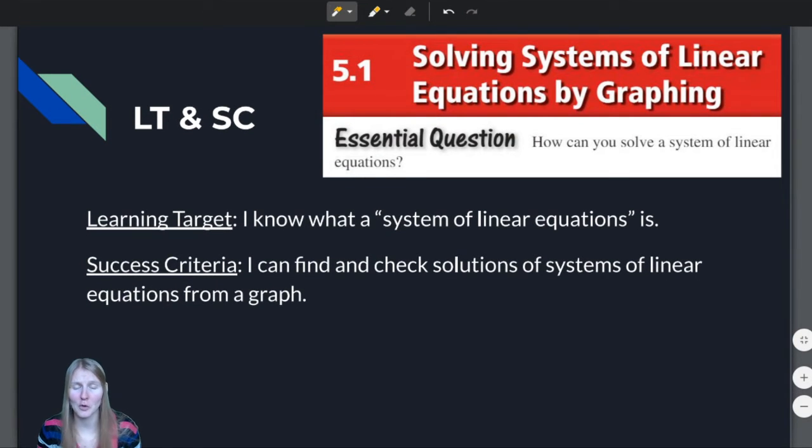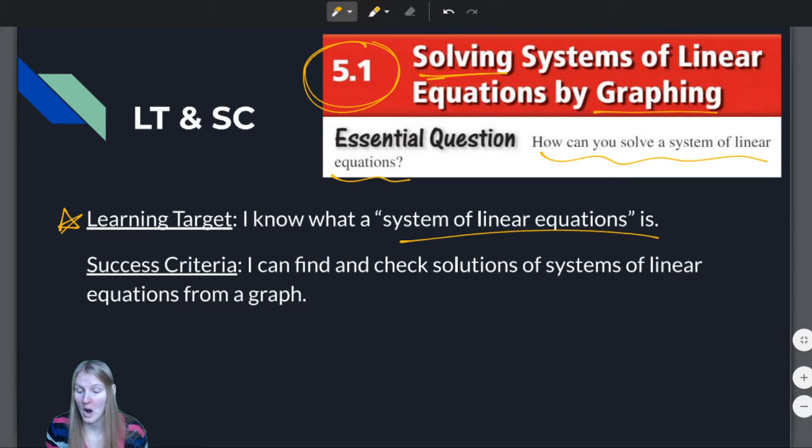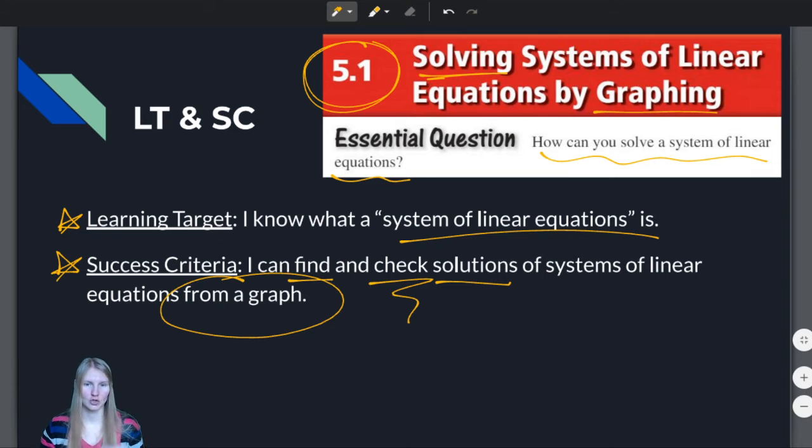Let's get started with what we have for today. Today we are starting Chapter 5, Section 5.1. So we are going to be solving systems of linear equations by graphing. So the question that we want to know the answer to is, how can you solve a system of linear equations? What does it mean to solve a system of linear equations? So our learning target is that you know what a system of linear equations is, and our success criteria is that you can find and check solutions of systems of linear equations using a graph.